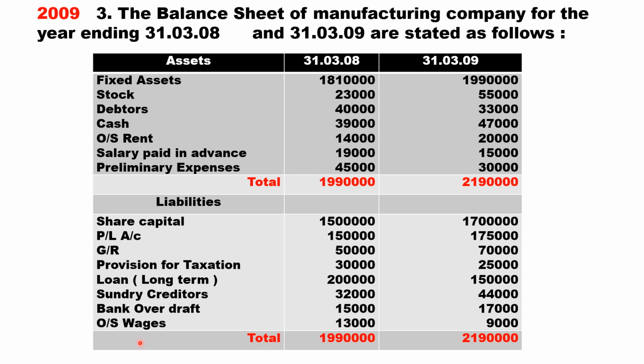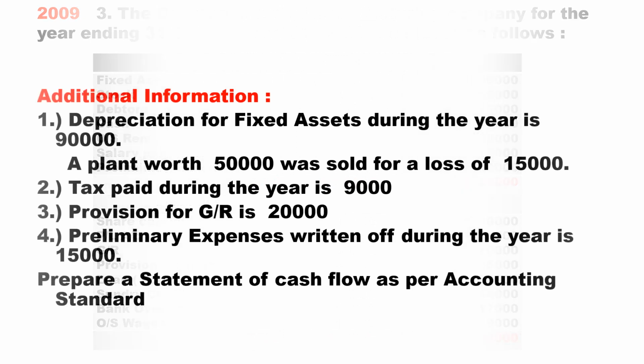Outstanding wages is a current liability. There is a decrease in outstanding wages of 4,000. You should minus in OA. Additional information: depreciation for fixed asset during the year is 90,000. So you need to prepare fixed asset account because there is an adjustment. So 90,000 depreciation on fixed asset will come in fixed asset account and OA.